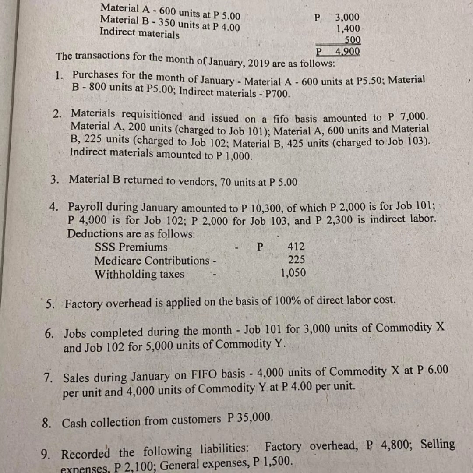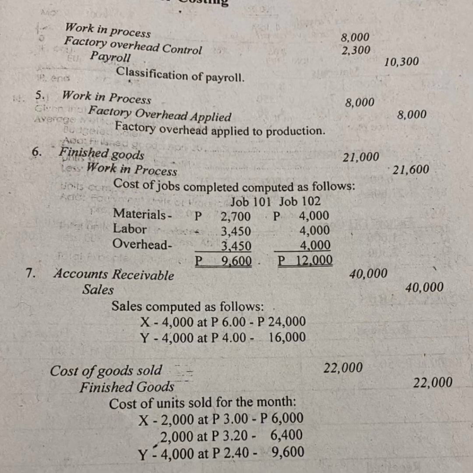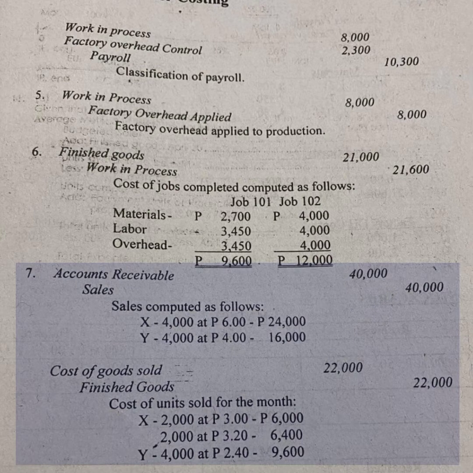Transaction number 7. Sales during January on FIFO basis or the first in, first out basis, 4,000 units of commodity X at 6 pesos per unit and 4,000 units of commodity Y at 4 pesos per unit. The entries for the number 7 transaction are accounts receivable, debit of 40,000 pesos, and sales credit of 40,000 pesos.